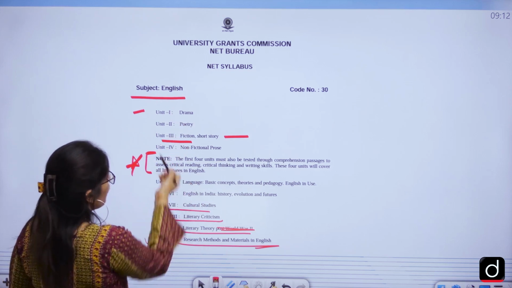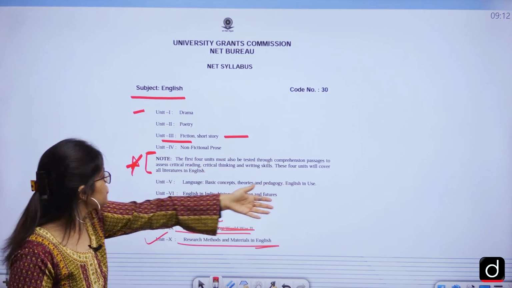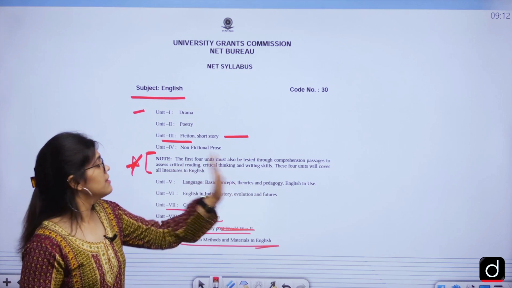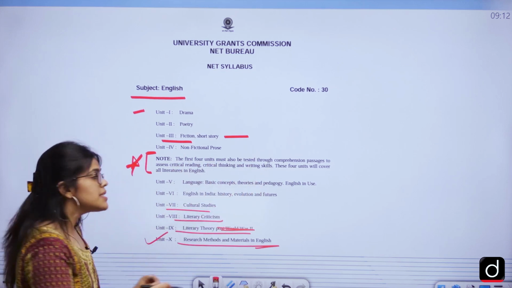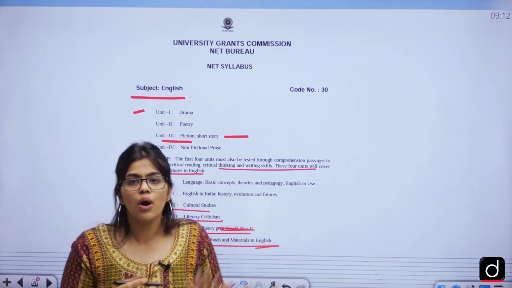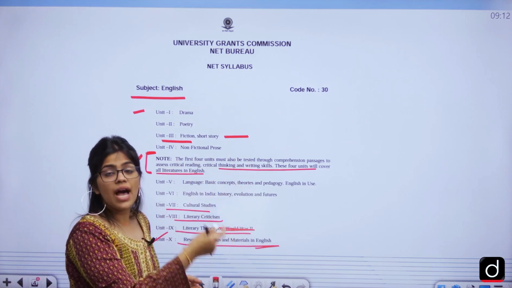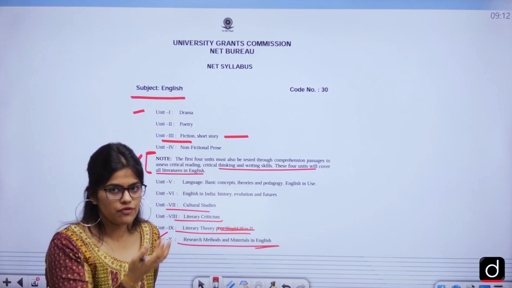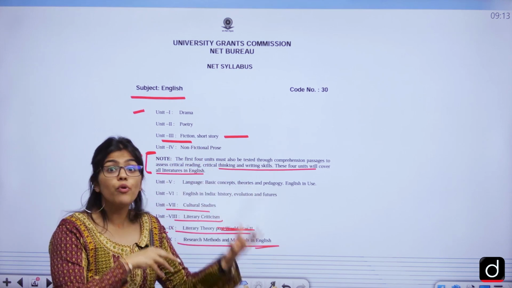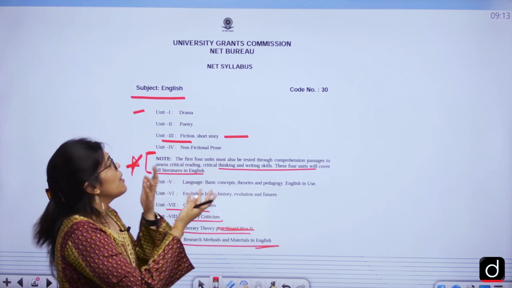So these are the first 4 units, and the first 4 units must also be tested through comprehension passages to assess your critical reading. There is the critical thinking and the writing skills that they assess here. This means that they are also going to ask a lot of different questions from these 4 units, and these can be, you can say, the passage is given and RTCs can be asked from this kind of units, right? So this means that a passage would be given. It can be poetry also, or it can be a passage from your fiction or from a poetry section.